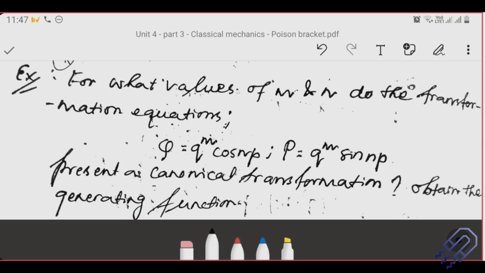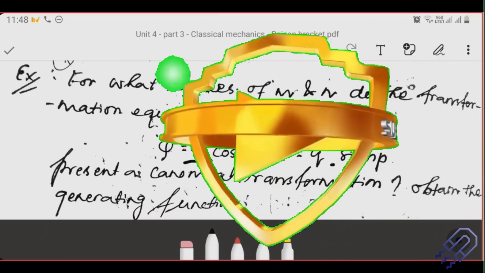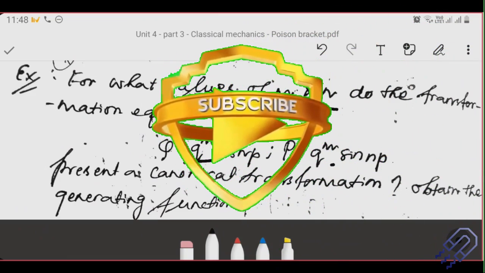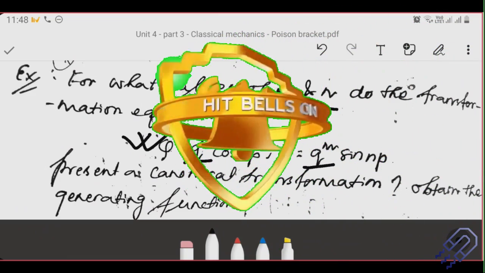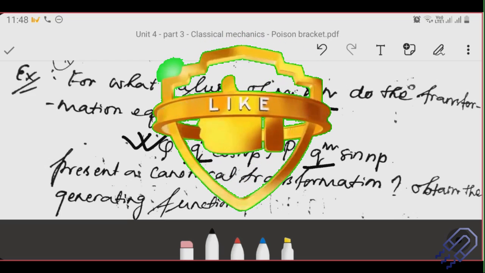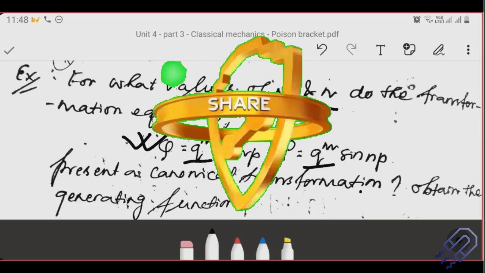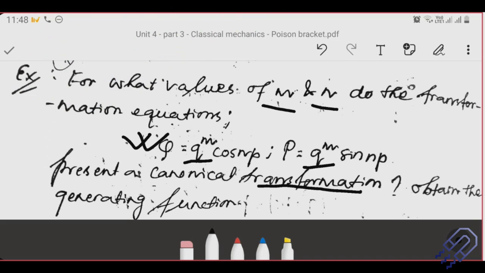The question is, you have m and n in the functions given, capital Q, capital P. You've got m and n, okay? And they will basically give you these two transformation equations. You see, everything is written in terms of capital Q and capital P and small q and small p. Okay, so the question is, they are saying that this is canonical. So it is mentioned beforehand that it is canonical. You have to basically find out what are the values of m and n.